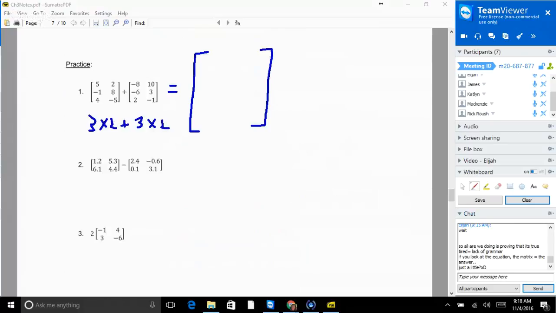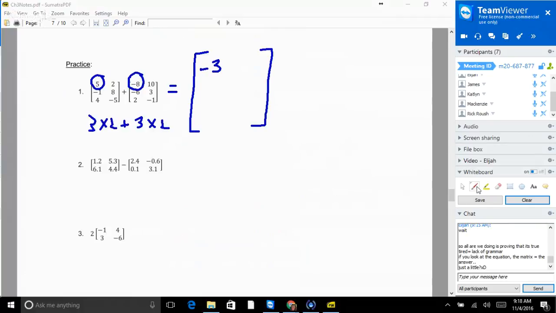Okay, so we are going to take the first row, first column. We've got 5, right? And first row, first column of the second matrix plus -8. So 5 plus -8 is -3. Okay.